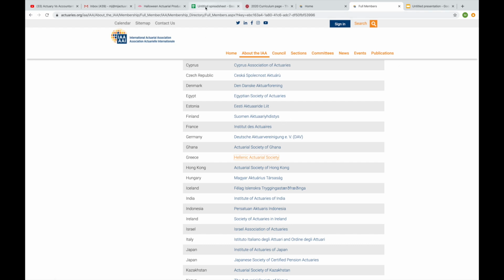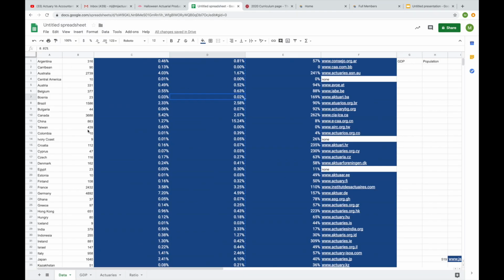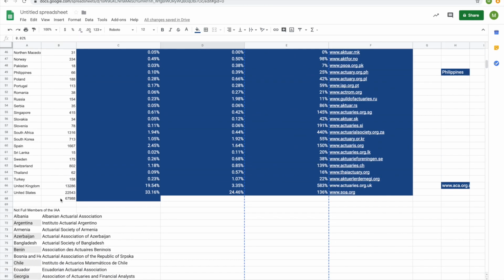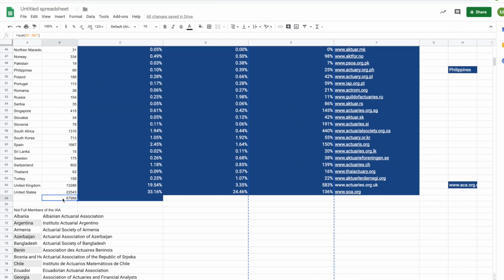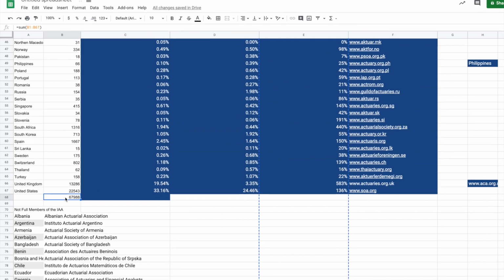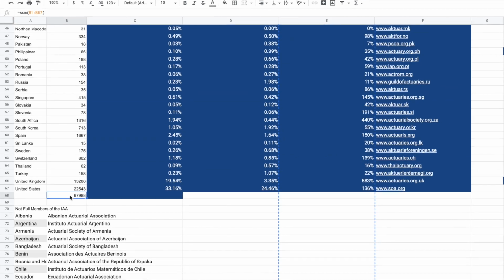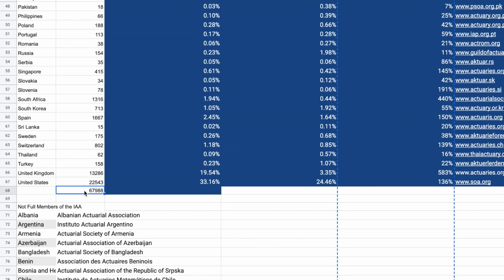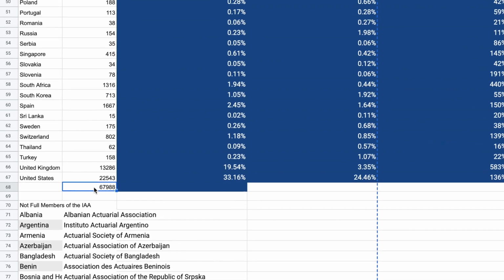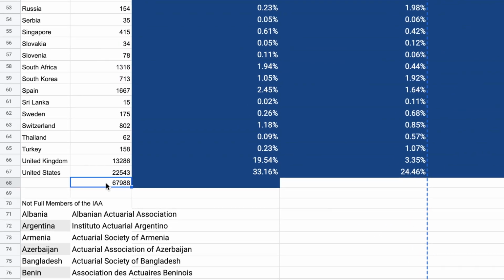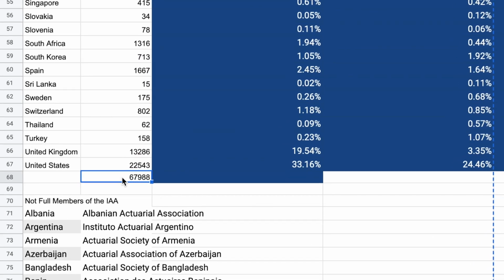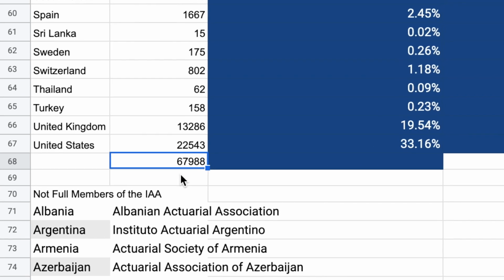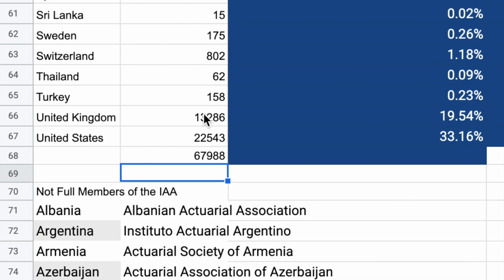So essentially I made a spreadsheet, put all the actuaries from all the different countries together, summed it up, and we get almost 68,000 actuaries. Now remember, these are people who have qualified by writing all of the exams and meeting all of the professional requirements. It's not just actuarial students or people working in the actuarial space. If it was, then I can imagine the number would be a lot bigger, because not a lot of people get all the way to complete all the exams.